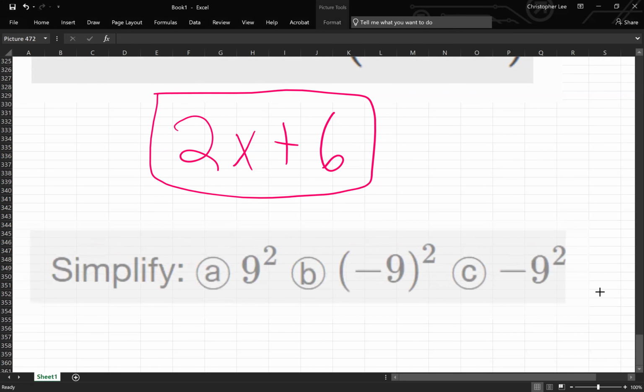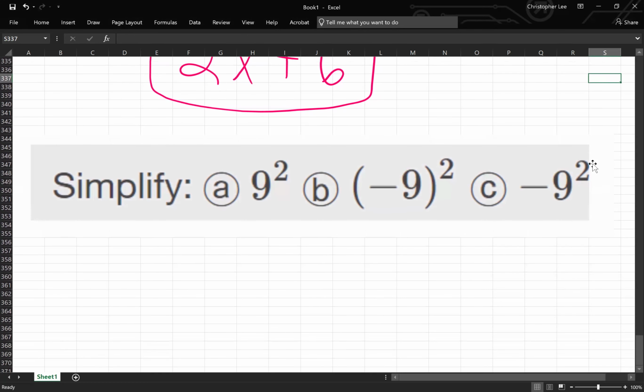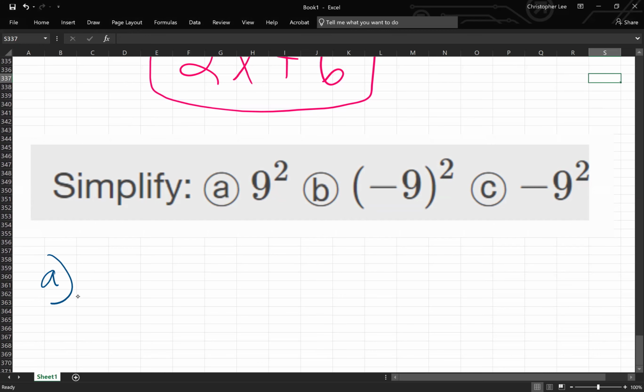So watch what we got now. We got a 9 squared. Where my blue pen at? There we go. So for A, right, I got 9 squared. What's 9 squared again? 18? That's good. Give me a better answer. 81, right? So remember, 9 squared means 9 times 9, which becomes 81, right?